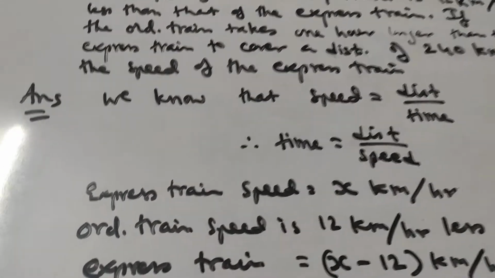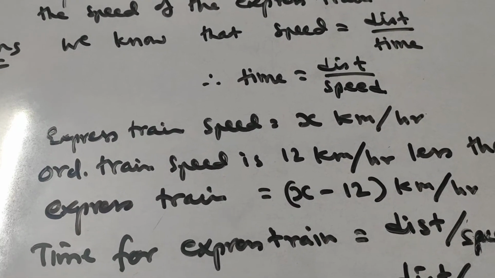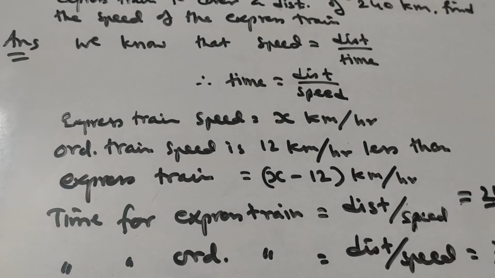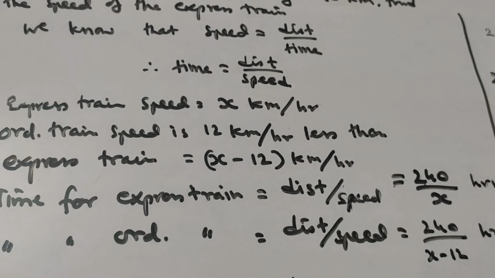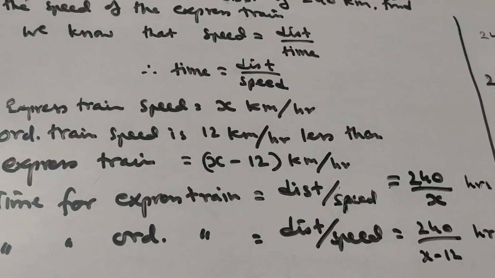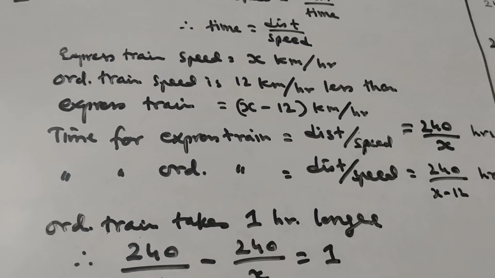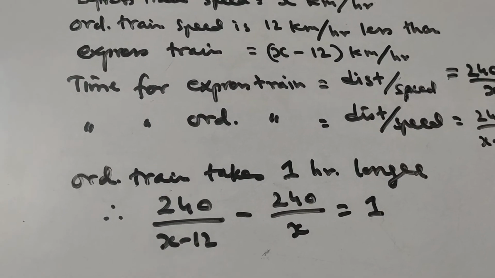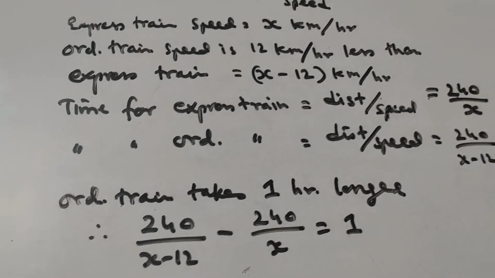The speed of express train is x km per hour. The speed of ordinary train is 12 km per hour less than express train. Therefore it is x minus 12 km per hour. Time for express train is distance upon speed is equal to 240 upon x hours, and time for ordinary train is distance upon speed is equal to 240 upon x minus 12 hours. That means the ordinary train takes 1 hour longer, which is given in the question. So we'll write it like this. So 240 upon x minus 12 minus 240 upon x is equal to 1.